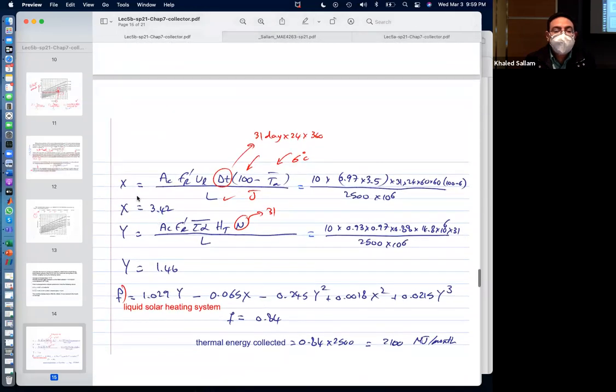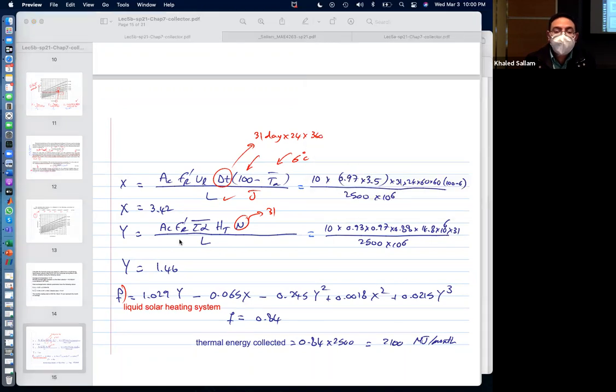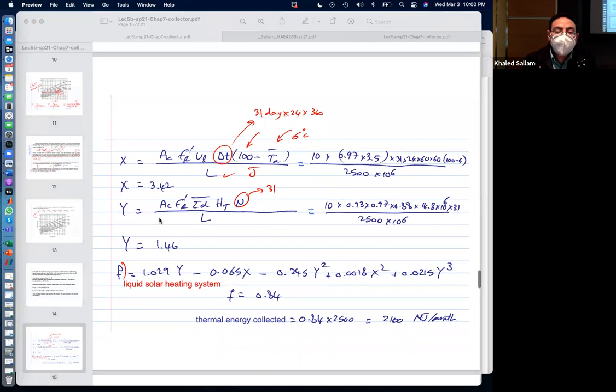Okay, so you can see how he's calculating the X, and again look at the delta T, how it's being converted to seconds, because UL was what? It was joule per second. So I need UL in joule per second, so I need to make sure delta T is in seconds: 31 times 24 times 60 times 60. Okay, and I calculated the X, and here is calculating the Y. And based on this, you calculate the F from the equation.